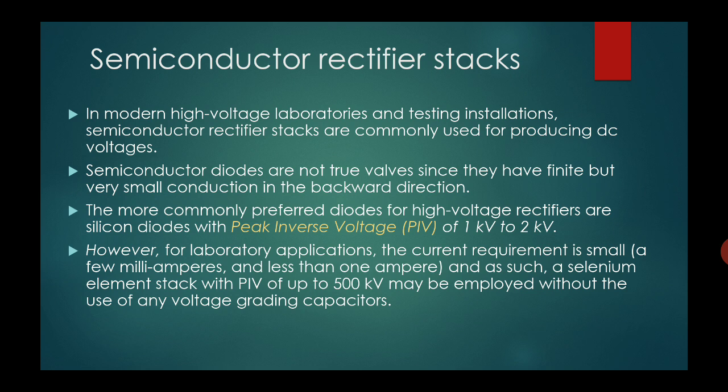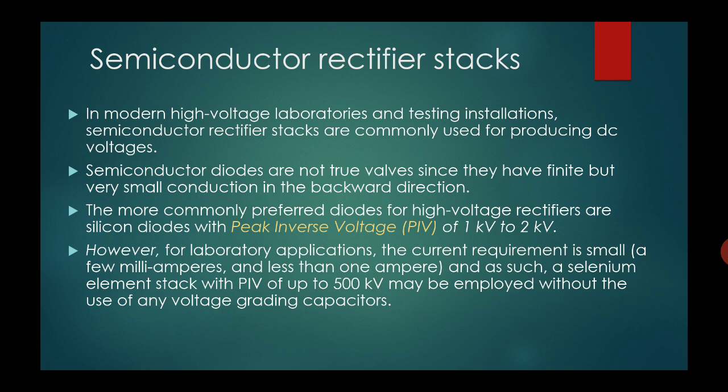Semiconductor diodes are not true valves since they have finite but very small conduction in the backward direction. So the problem with the semiconductor is that they have a small but finite amount of backward current. The more commonly preferred diodes for high voltage rectifiers are silicon diodes with a peak inverse voltage PIV of 1 kV to 2 kV.